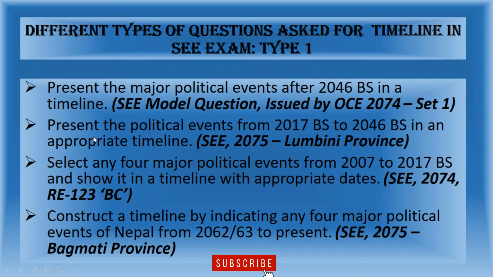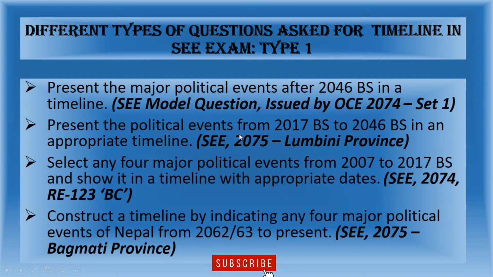In the same way, a similar type of question is here. Present the political events from 2017 BS to 2046 BS in an appropriate timeline. This was asked in SE 2074 Lumbini Province. These two questions are similar. You have to choose any four political events and present them in a timeline. Similarly, select any four major political events from 2007 to 2017 BS and show them in a timeline. This is also similar, but here is something different. Show it in a timeline with appropriate dates. So it is asking for appropriate dates.